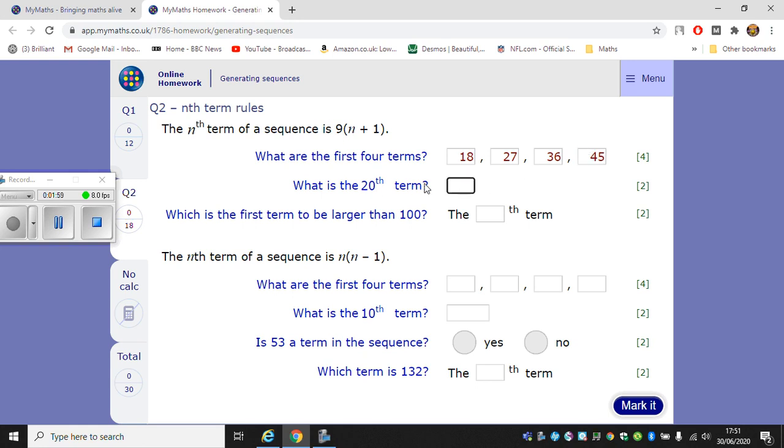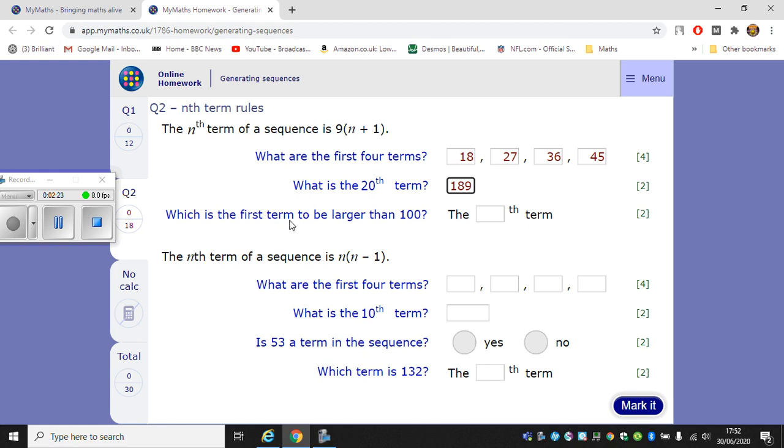What is the 20th term? Well, the 20th term has position number 20. So we replace n with 20. So 20 plus 1 is 21, and then 9 times 21 should be something you could work out, no problem. It would give us 189, if my mental maths is correct.